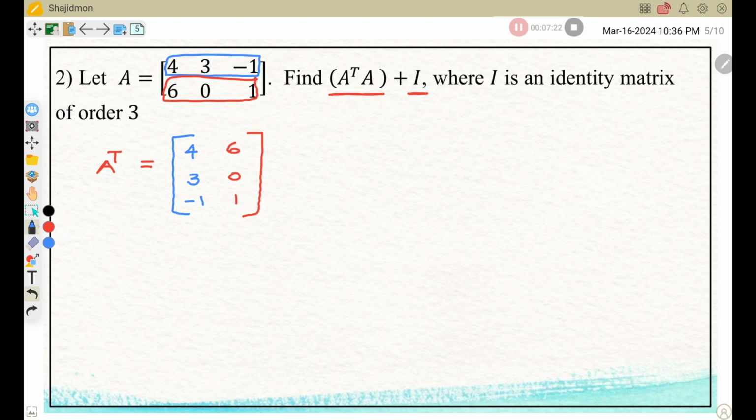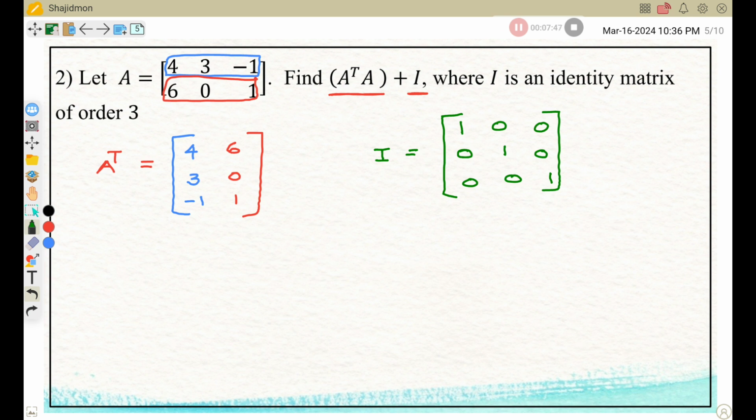Now also you know what the identity matrix is here. I is an identity matrix of order 3. Order 3 means it is a 3 by 3 identity matrix. So what is a 3 by 3 identity matrix actually? 1 0 0, 0 1 0, 0 0 1. This is the identity matrix of order 3, correct? 3 by 3 identity matrix.